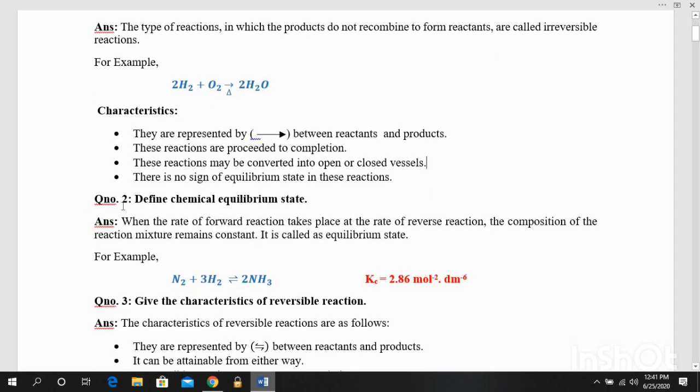So moving ahead towards question number 2: define the chemical equilibrium state. Here you just need to define it, which is very simple. We know that in a chemical equilibrium, the rate of forward reaction is equal to the rate of reverse reaction. So when the rate of forward reaction equals the rate of reverse reaction, the composition of the reaction mixture remains constant. It is known as the equilibrium state.